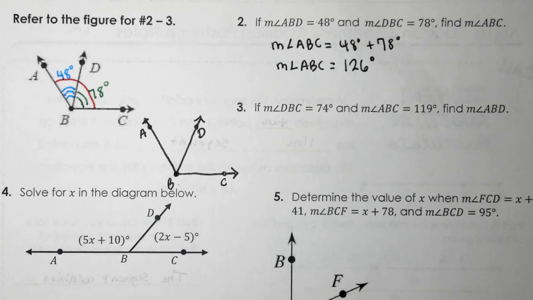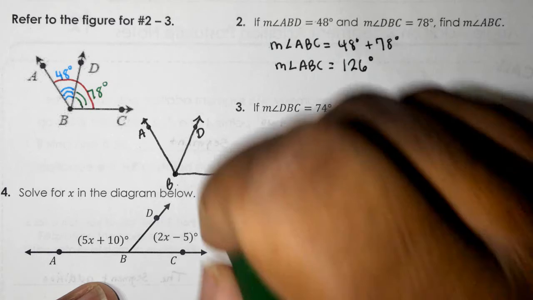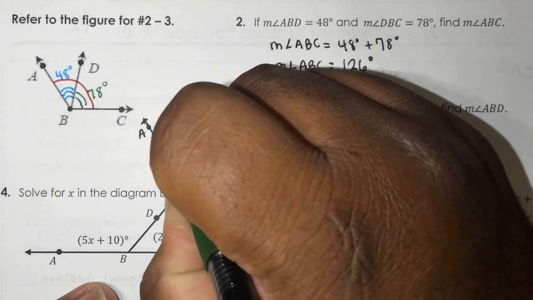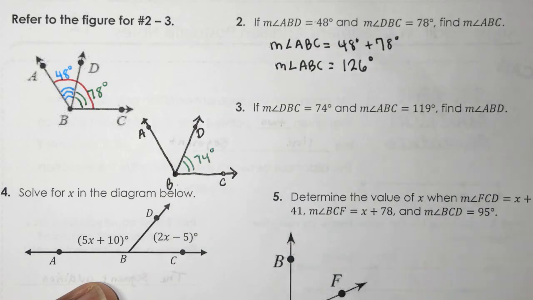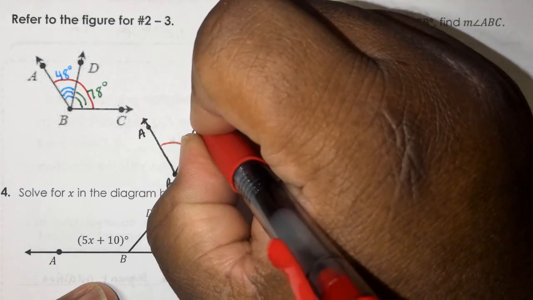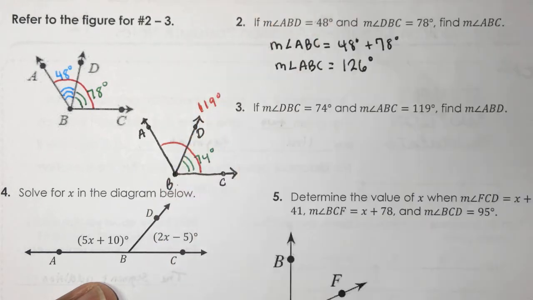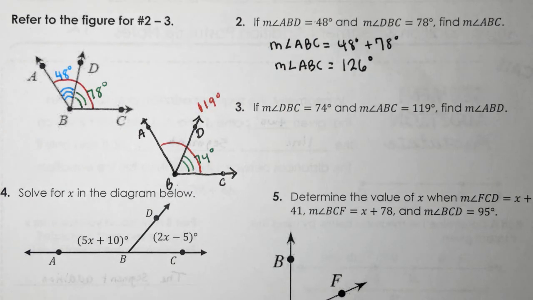So number 3, on this one, it says DBC is 74 degrees. And it said ABC is 119 degrees. ABC. And since it's the big one, I like to put that on the outside. I don't put it on the interior. I'm going to put it up here. It's 119 degrees. They want us to find a measure of angle ABD.